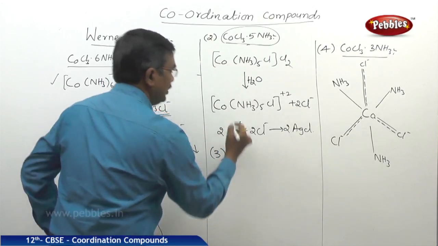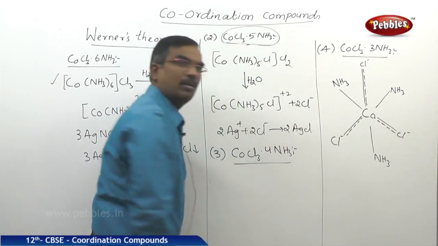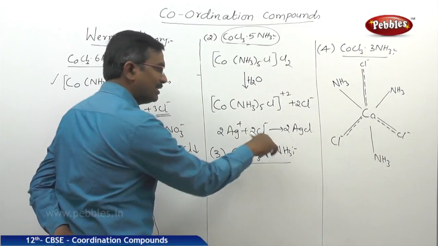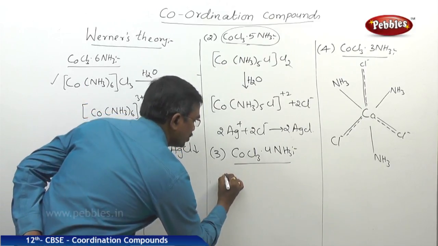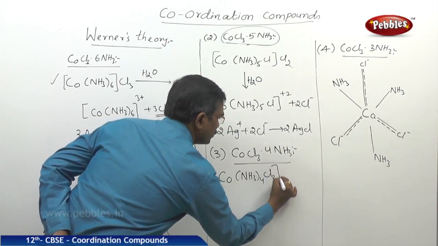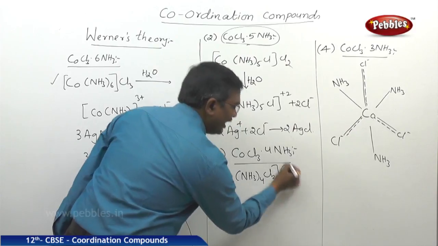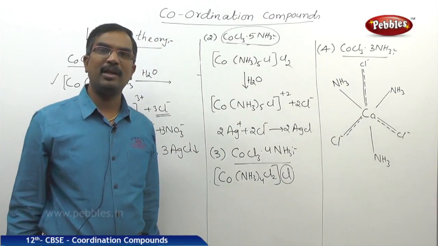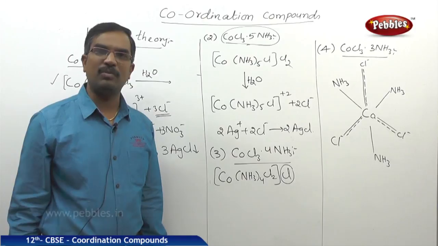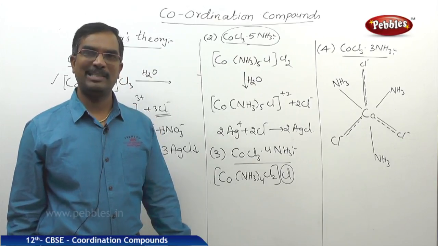here, this is CoCl3·4NH3. You can see that out of the 4 ammonia molecules, all will satisfy the secondary valency. That means we can show the complex like this: [Co(NH3)4Cl2]Cl. So this particular chloride will be released into the aqueous solution. That's why if to the aqueous solution of this complex we add excess of AgNO3, silver nitrate, definitely we can get 1 mole of AgCl as the precipitate.